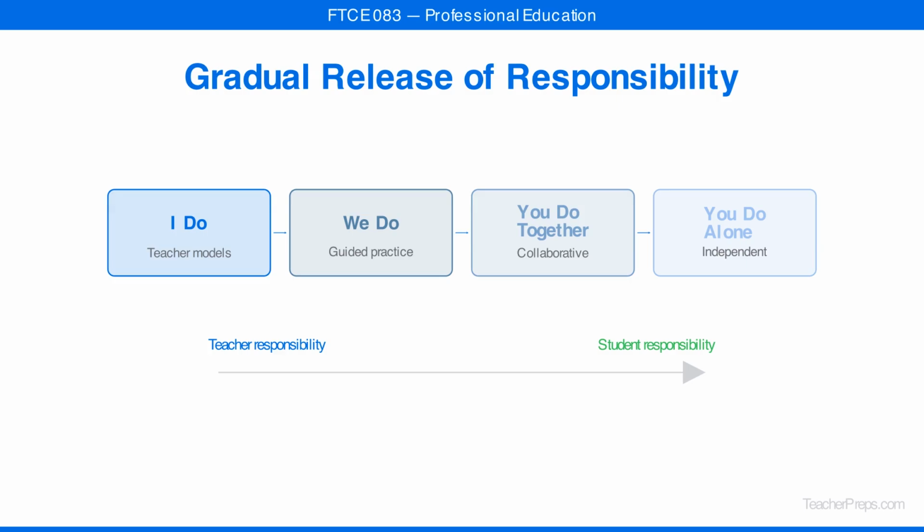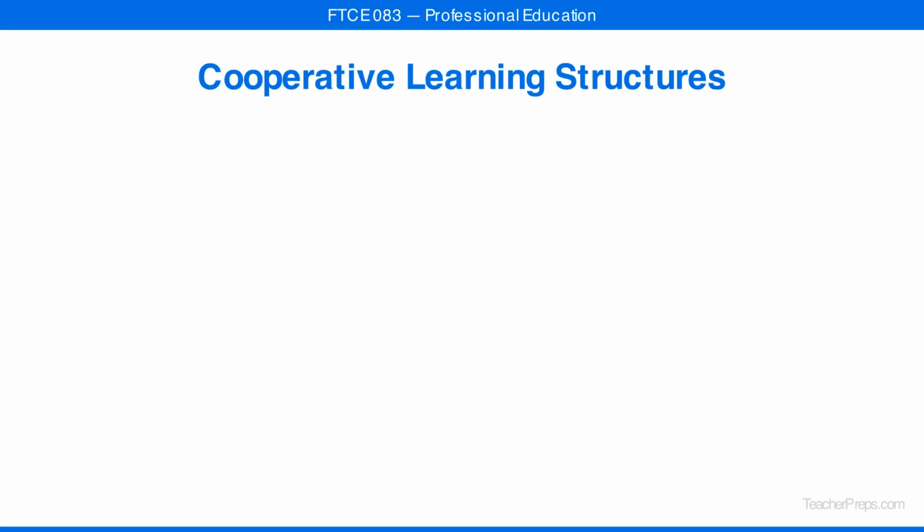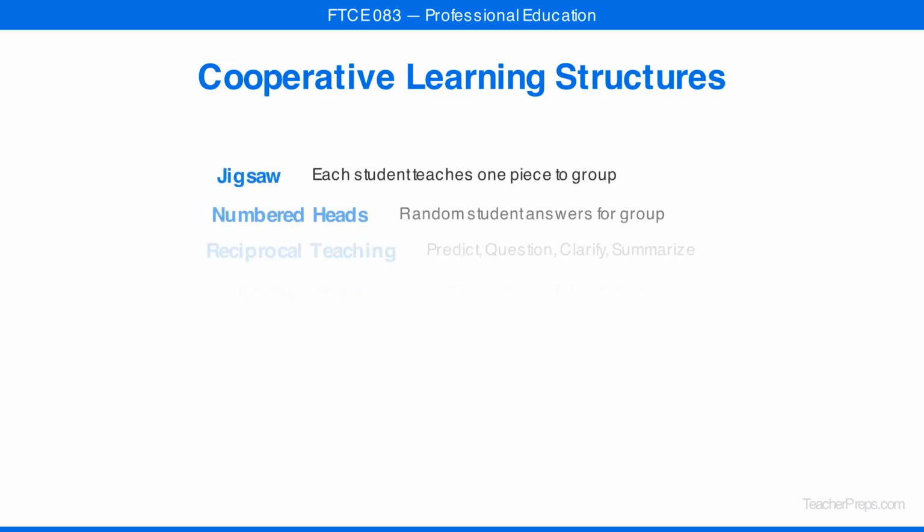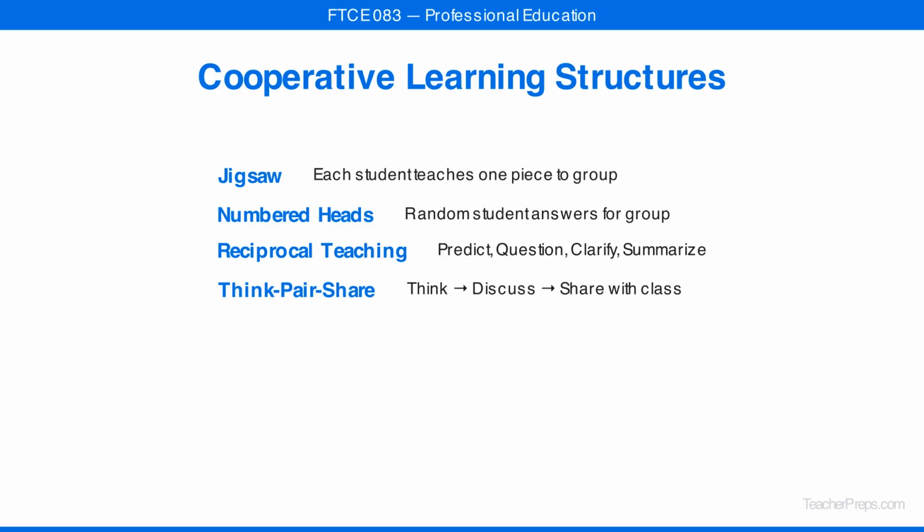builds confidence. Cooperative learning structures are essential tools for active demonstration of knowledge. Let's cover the ones you need to know. Jigsaw. Each student becomes an expert on one piece of the content and then teaches it to their group. Every student must demonstrate understanding because their group depends on them.